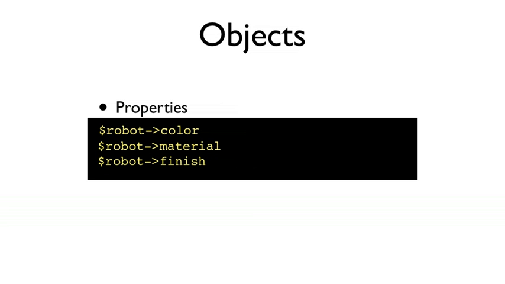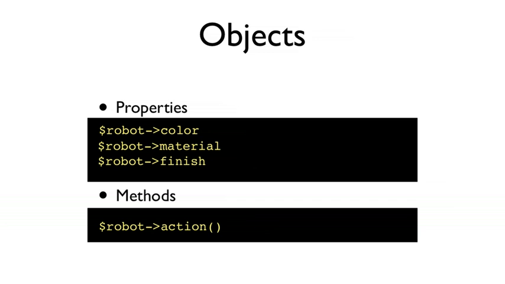Objects have properties that are similar to elements of an array. The syntax is slightly different though. To reference an object property, we use the arrow notation, which is created by a dash and an angle bracket. So as you can see here, we have a robot object that has three properties: color, material, and finish. Objects in PHP are similar to arrays, the main difference being that they can have methods or functions associated with them. Primarily in theming, we'll be just concerned with object properties.